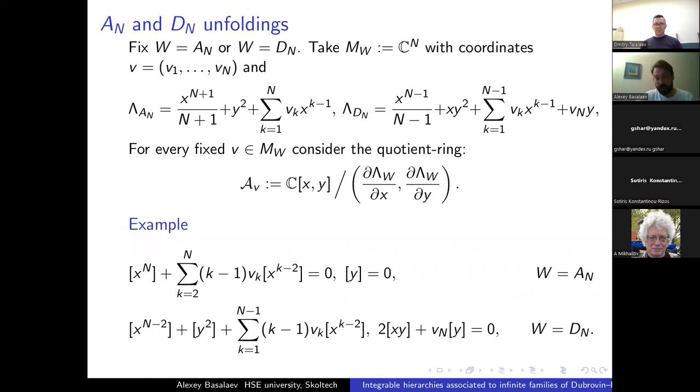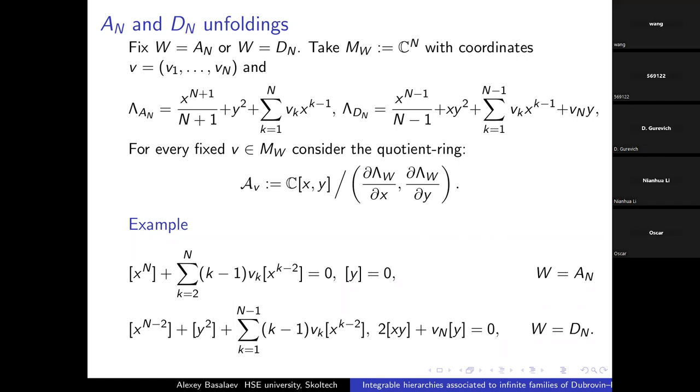And that's actually the idea. That's the idea of a Dubrovin-Frobenius manifold. The idea is that you have a space. In our case, the space is C to the power N, but I denoted it by M_W in order to stress that this is the space in which we will live. And at the different points of this space, we have a product in the tangent space. So we will later identify this tangent space with A_V. And this product indeed depends non-trivially on this point.